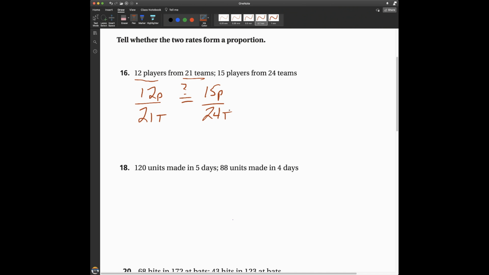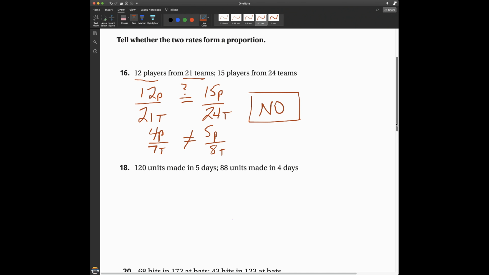So lots of ways I can do it. I can simplify them. So let's try that. For 12 and 21, I know 3 goes into both of those. So this would be 4 players from 7 teams. Is that equal to, now let's simplify this one. What goes into 15 and 24? Well, 3 does. So this would be 5 players and 8 teams. So turns out these are not equal to each other. So the answer is no, these do not form a proportion.